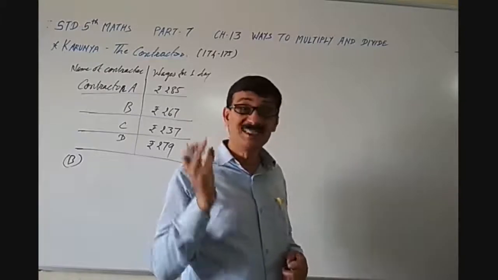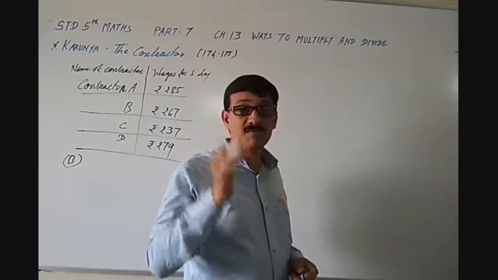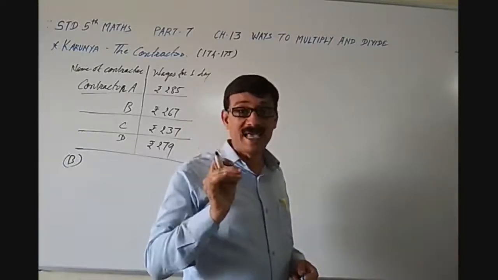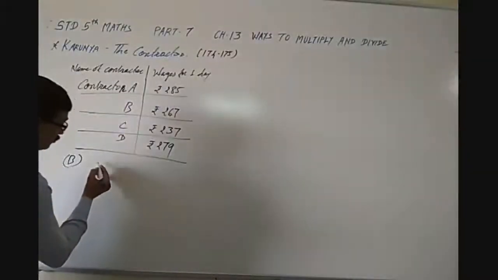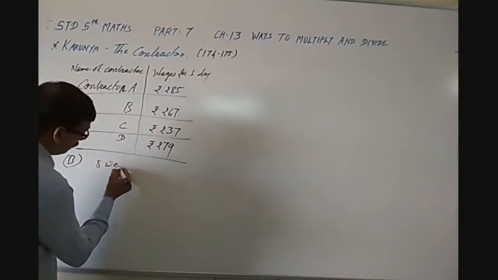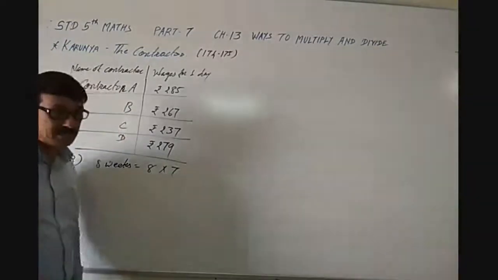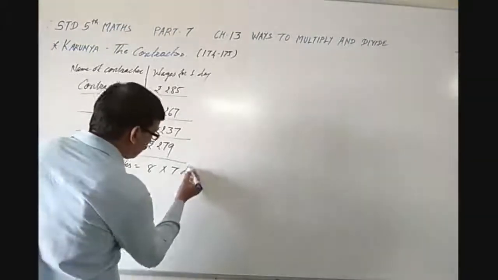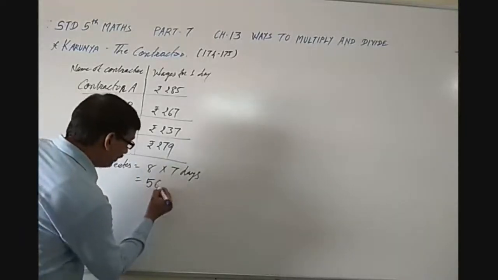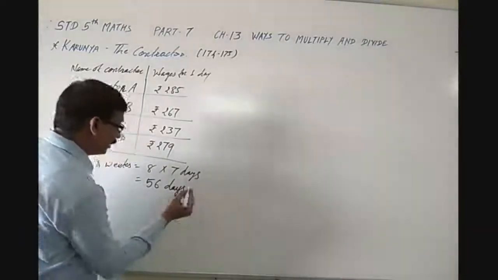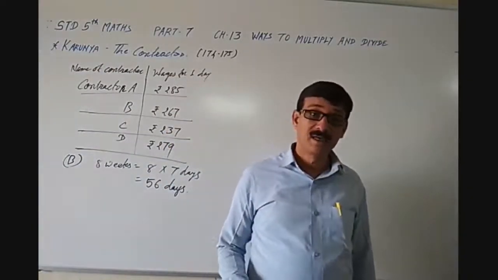We know the wages of Tulsi are per day. So for that we should find out how many days there are in 8 weeks. 8 weeks is equal to 8 multiplied by 7 days. 8 sevens are 56 days. So now we come to know that there are 56 days in 8 weeks.